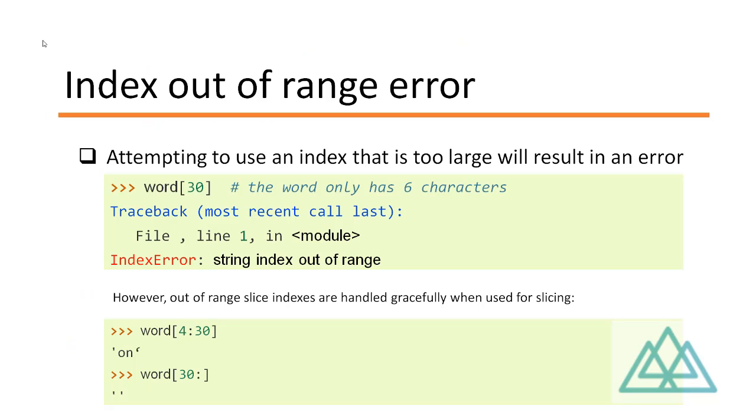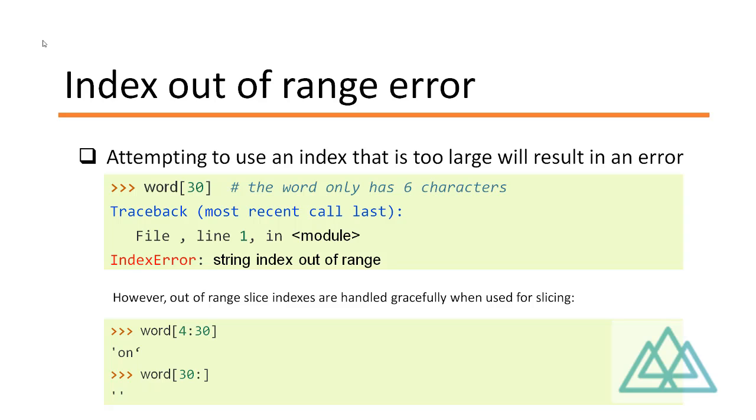not from 0. And also the important concept is, if you are giving any index which is out of bound, in the case of indexing, like if you are using a single index for accessing any value, the interpreter will give an index error because the string index is out of bound or out of range. But in the case of slicing, out of range slicing indices are handled gracefully when used for slicing.